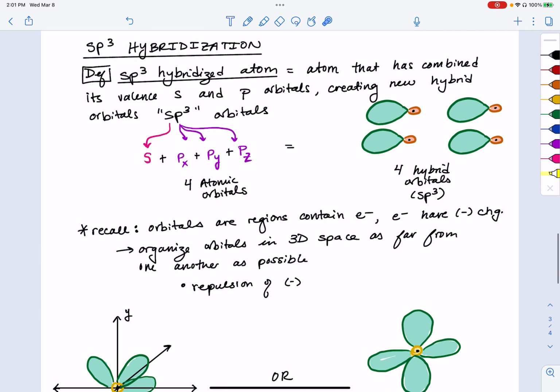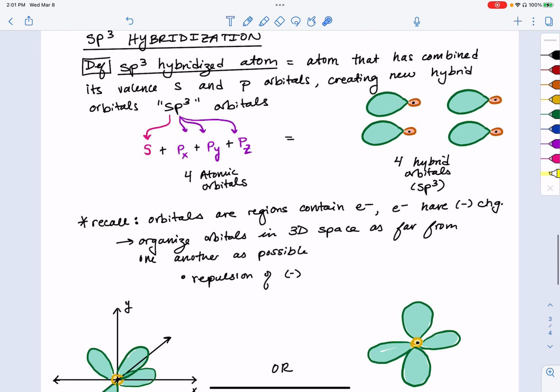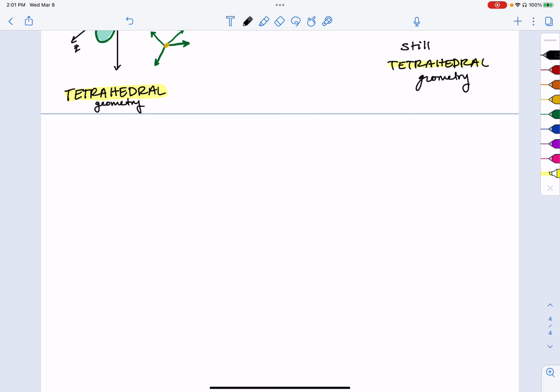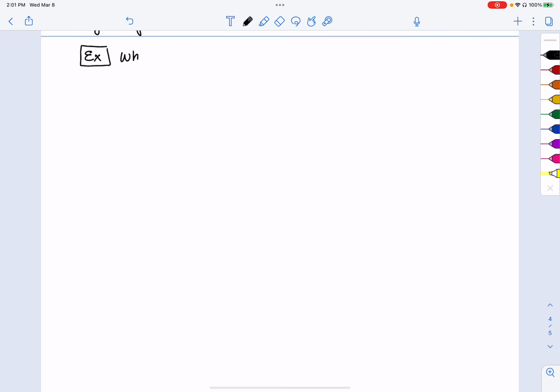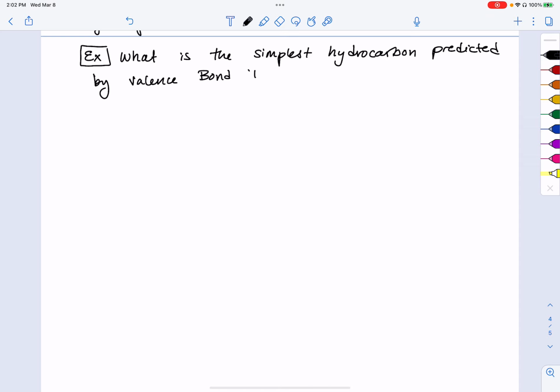Okay, let's see here. sp3. So I want to look at sp3 by doing an example, and let's ask ourselves, what is the simplest hydrocarbon compound predicted by valence bond theory? And we're going to do this two ways.